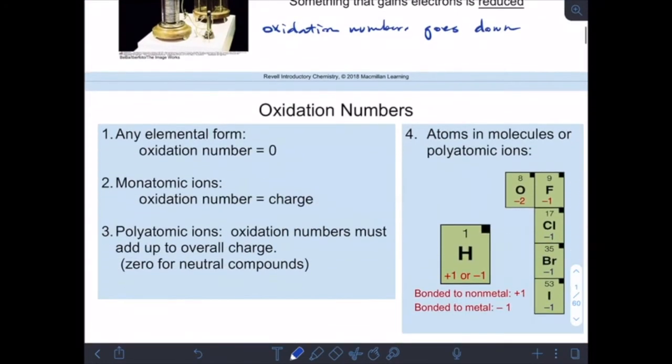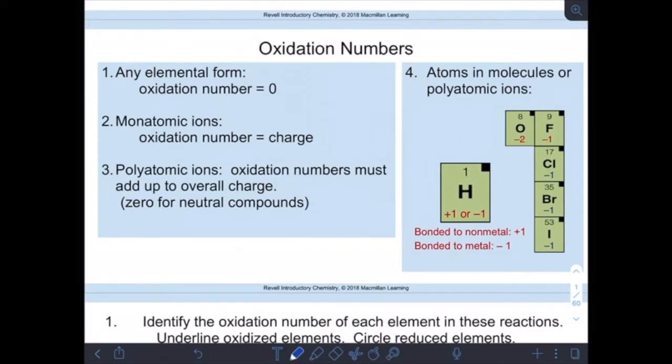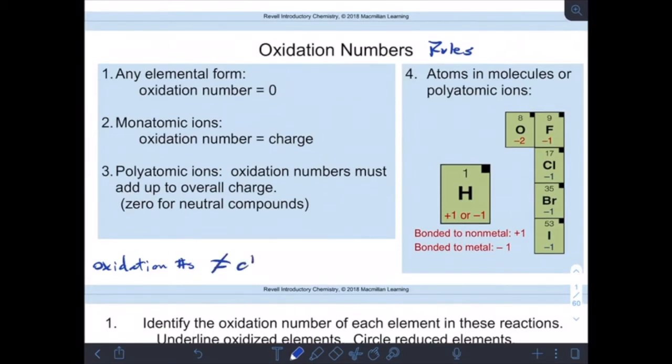So oxidation numbers have rules. This is very important. This is a set of rules, very much like when we did Lewis structures, we had rules for drawing Lewis structures. Assigning oxidation numbers has rules also. A very important thing is that oxidation numbers do not equal charge. They're not the same thing.